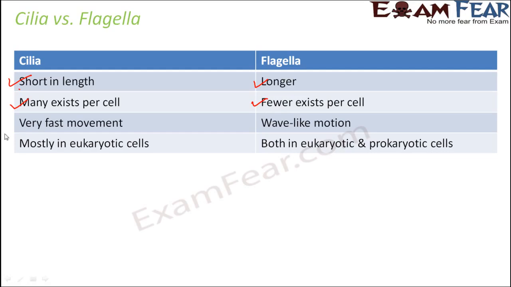In cilia, the movement is very fast, whereas in flagella the motion is wave-like. So the way each of them moves is different. We will not get into the mechanism of how cilia or flagella move, but they are different. Cilia move very fast in a rotatory way, whereas flagella have a wave-like motion. Cilia are generally seen in eukaryotic cells, whereas flagella are seen in both eukaryotic and prokaryotic cells.